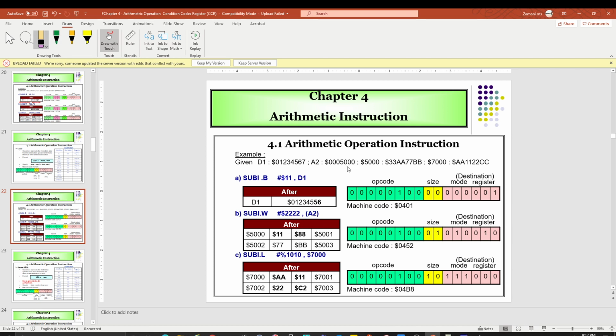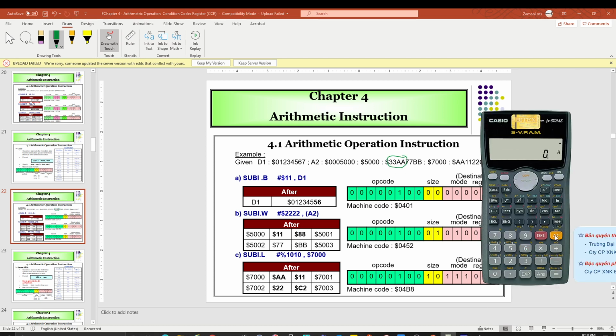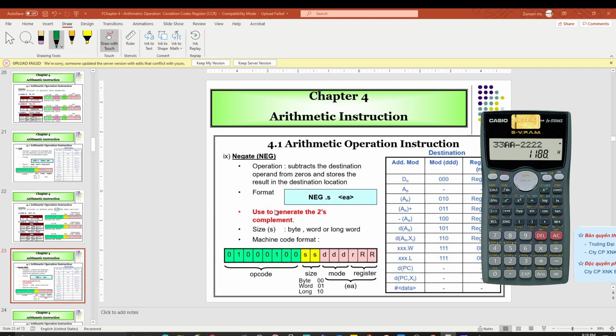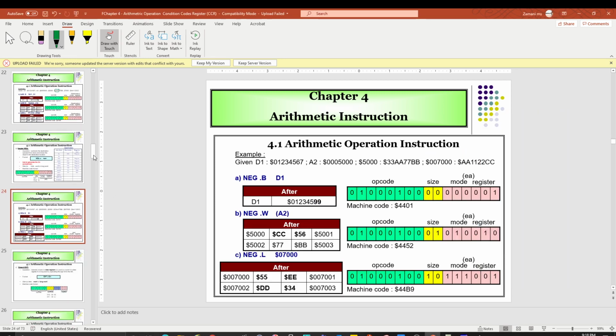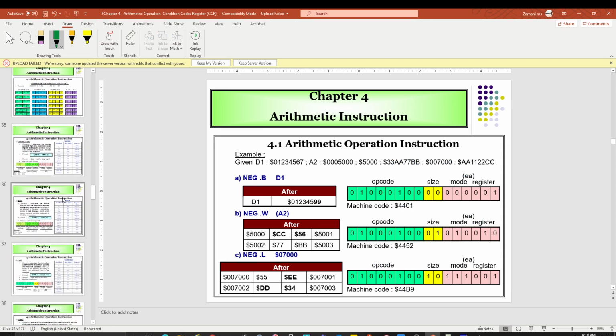Okay, what's the value here? So the location 5000, this is the location and the contents. The word size would be starting from 5000, 33AA. Okay, 33AA minus 2222 should be 1188. So that's the answer. Okay, you can try the rest. I think it should be quite easy for the add and subtraction. So let's move on. Okay, I'm going to move directly to the multiplication.